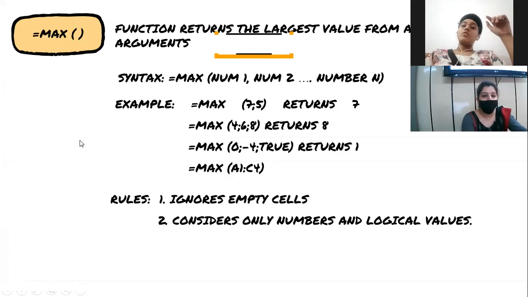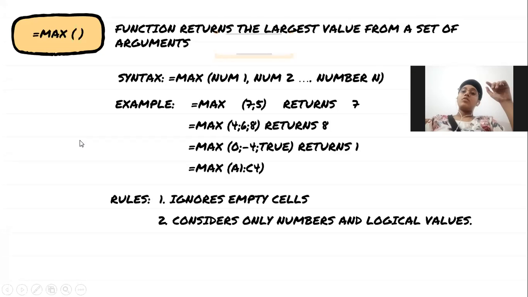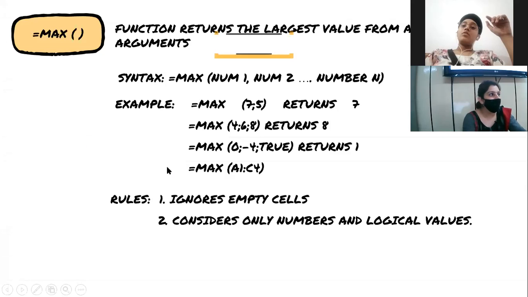The rules for the MAX function are: it will ignore the empty cell. No value will be there, it will be a blank cell, so it will not get added. Next, it will only consider the numbers and logical values. If there is some textual value, for example hello in some cell, how are you going to find the maximum value? So the textual value will get ignored in the case of the MAX function. Clear?